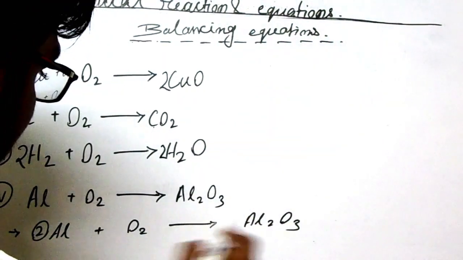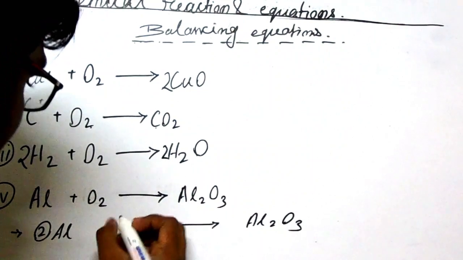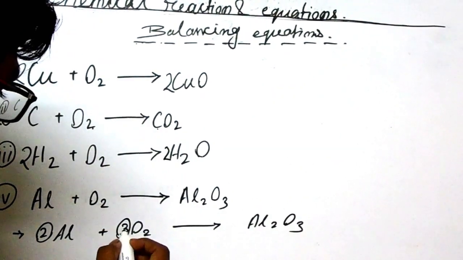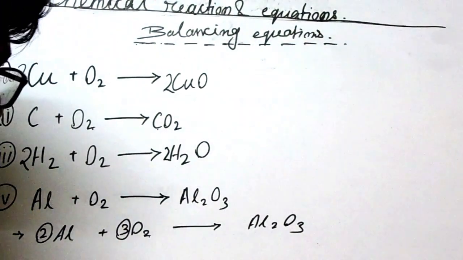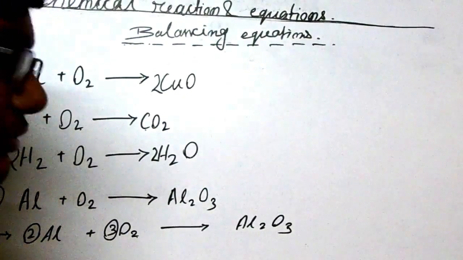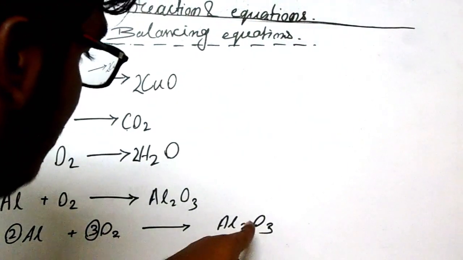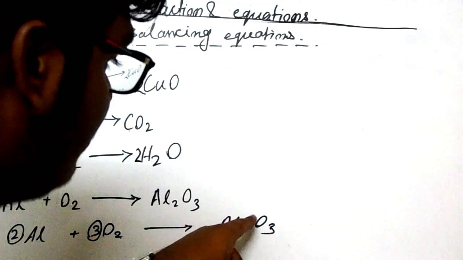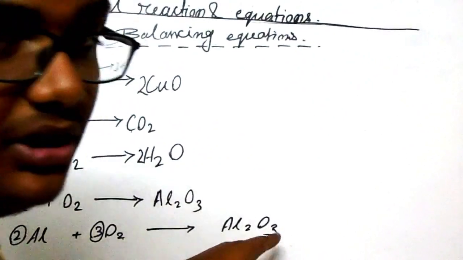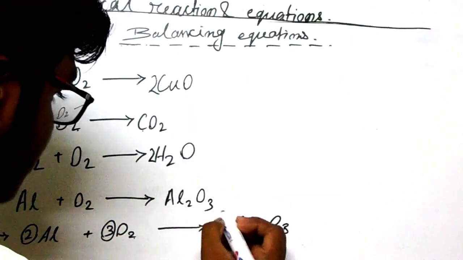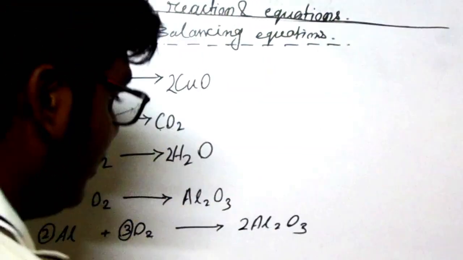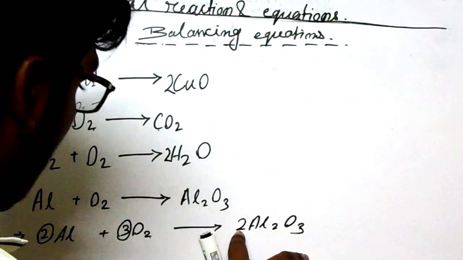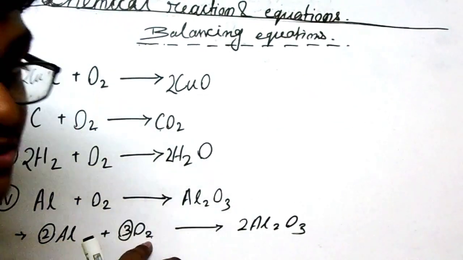Okay, oxygen is 3, but here it is 2. We have to put 3 over here, so it is becoming 3 into 2, 6, but here it is 3. So what we have to do over here, for transferring oxygen from 3 to 6, we have to just put 2 over here, so it is becoming 6. Here it is also 6.